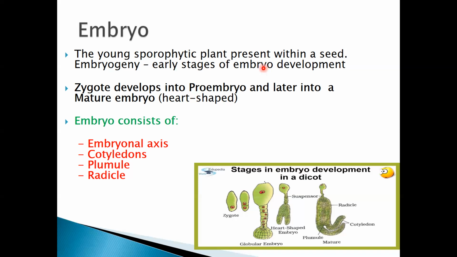Okay, so you need to remember this definition. What is the definition? Very easy. One young sporophytic plant, all of you know the parts of the plant, and also a young plant which is present inside the seed, which germinates later. And there is also one process that is known as embryogeny.